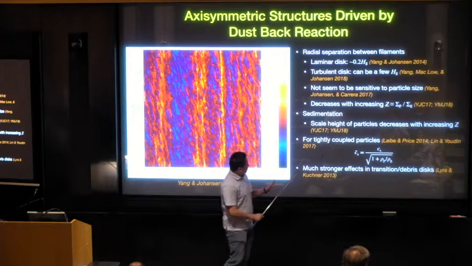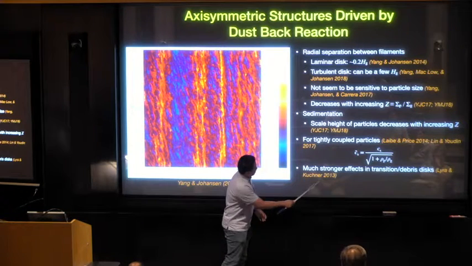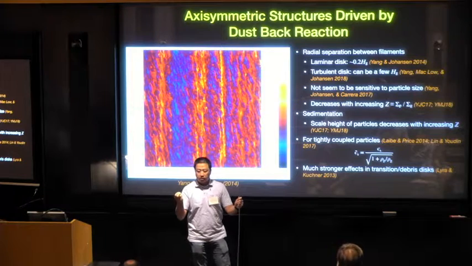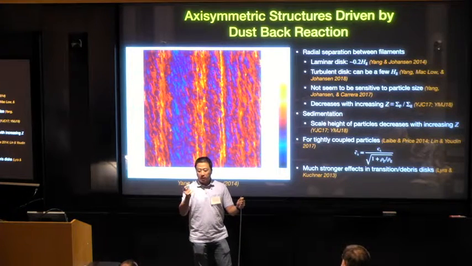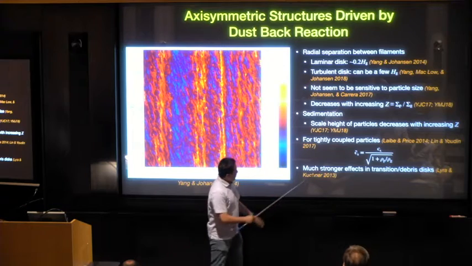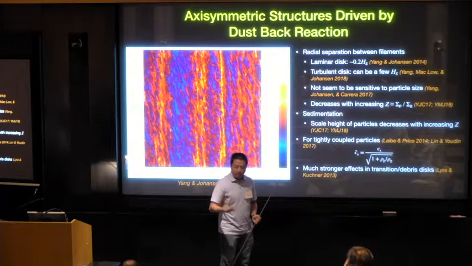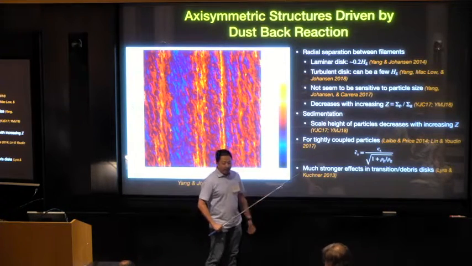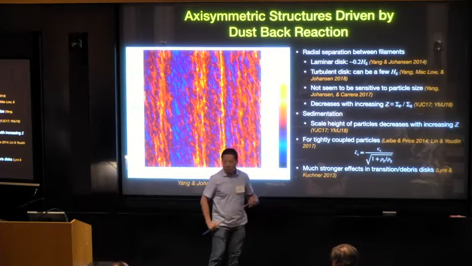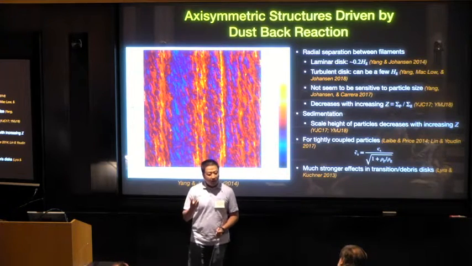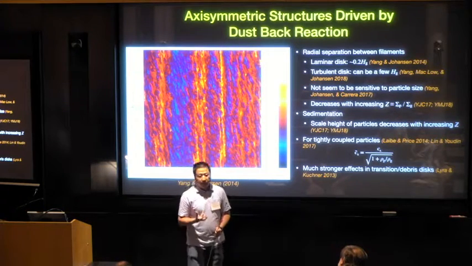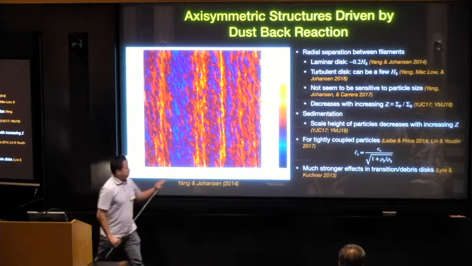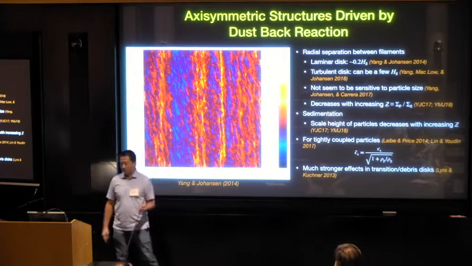And this is the formula for the very tightly coupled particles. For this approximation to be true, you need to assume the terminal velocity approximation. The relative velocity between particle and gas needs to be small. So it may not be correct if you are considering moderately coupled particles or even larger. And this effect is actually very strong in transitional debris disks, because in that case, you have a very, very high solid to gas ratio. And you do see a lot of axisymmetric rings in this case. I think Vlad can talk to you much more about this system.